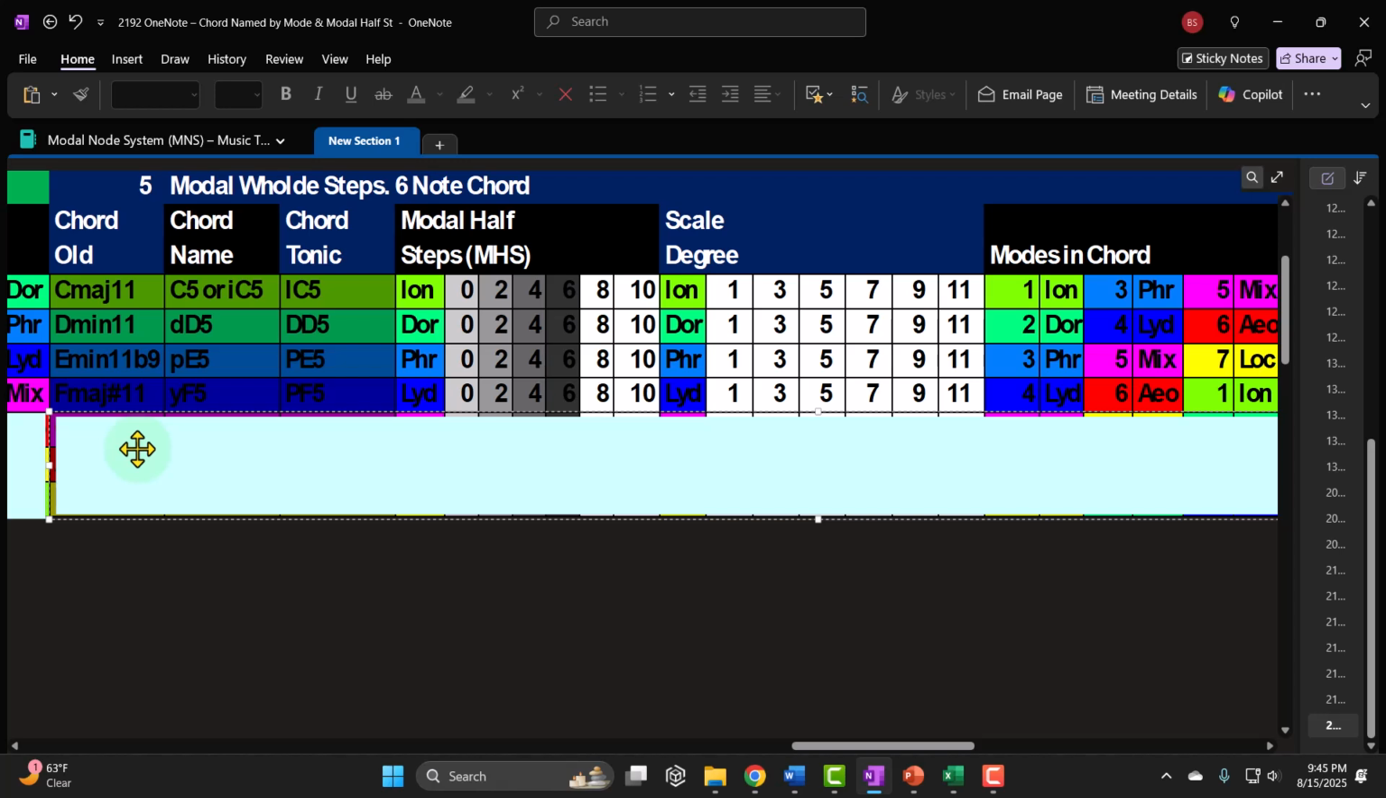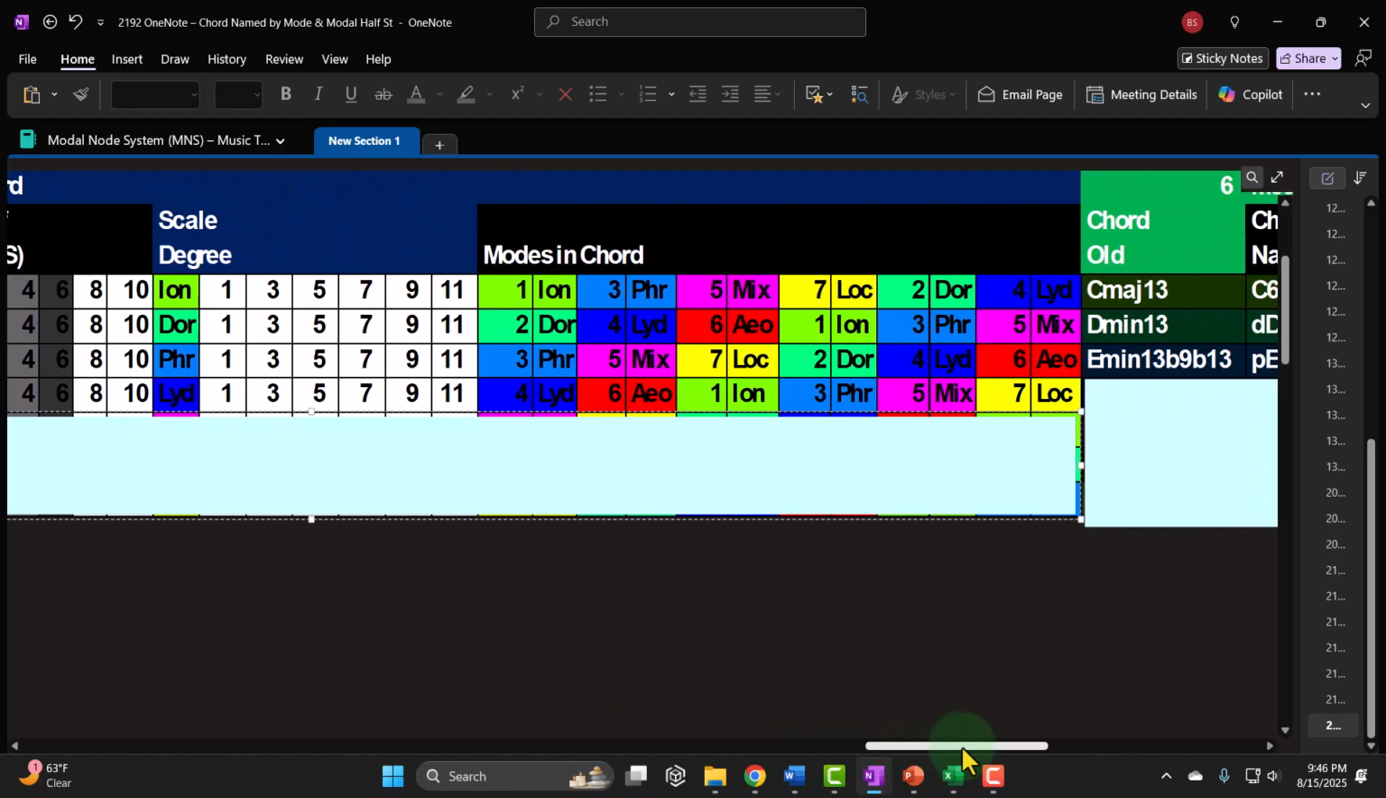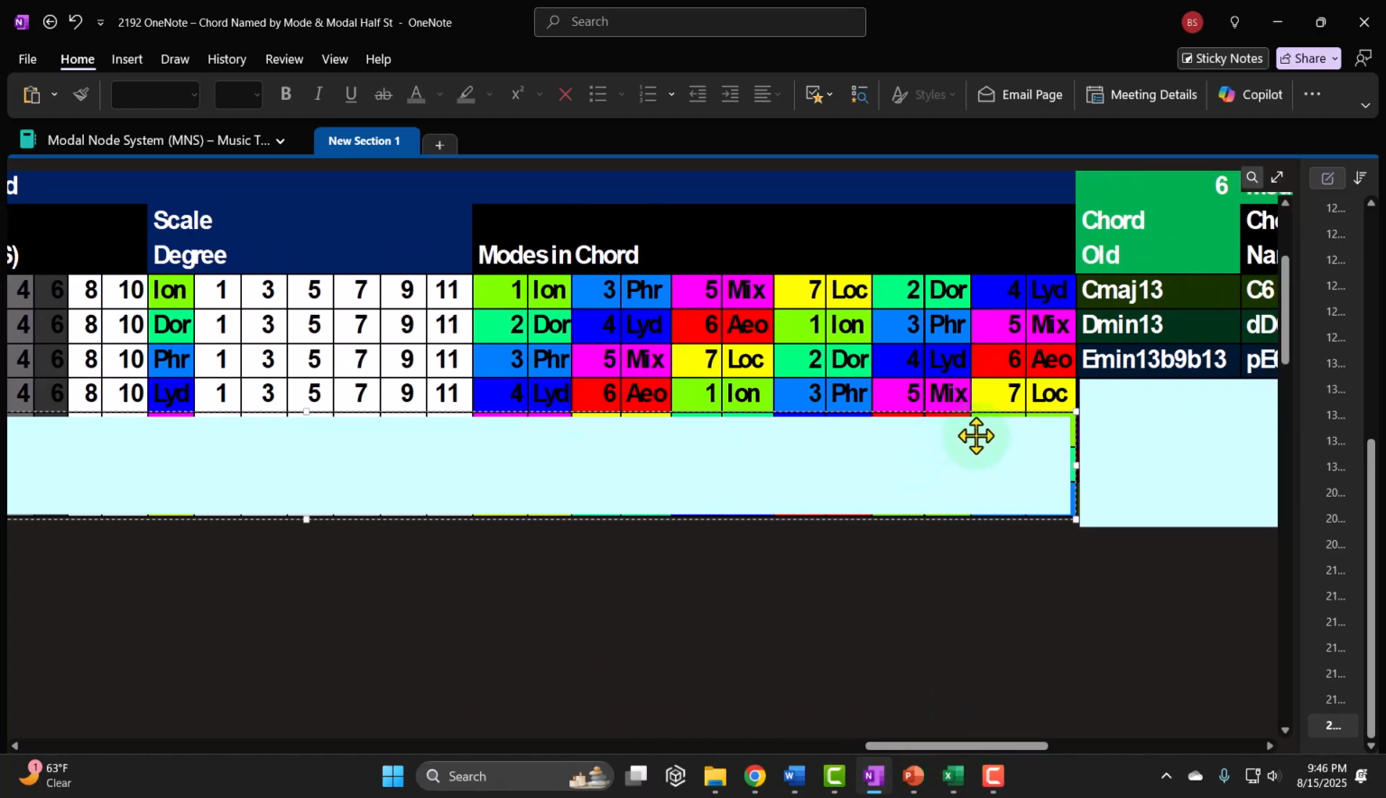And then the next one would be an F major sharp 11, right? Which is a Lydian, I'd rather call it a Lydian F5, or just a Lydian 5, or a 6-note Lydian chord. 5 modal whole steps up is the last note that we're adding. 5 times 2 is 10, which would be the modal half step distance, plus 1 would be 11, the 11th scale degree. We left off last time adding the Mixolydian. That means plus 2 gets us to the last one, which is 10 modal half steps up, or the 11th scale degree, which would be the Locrian node.